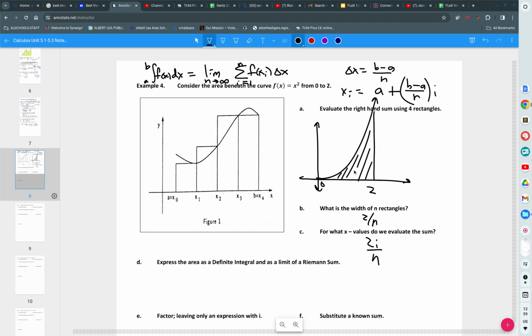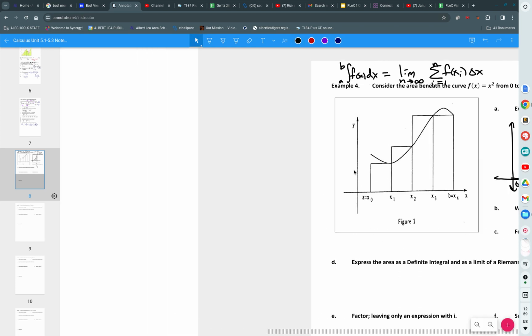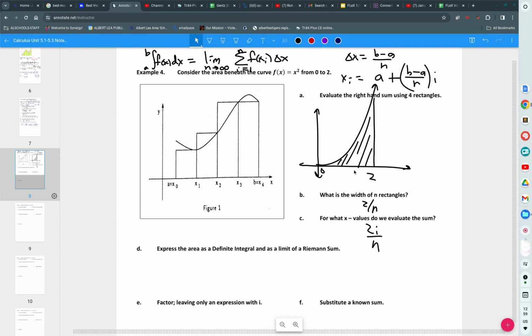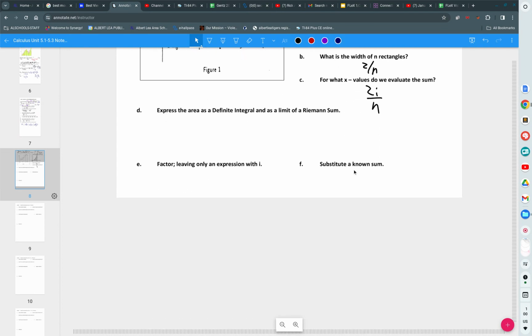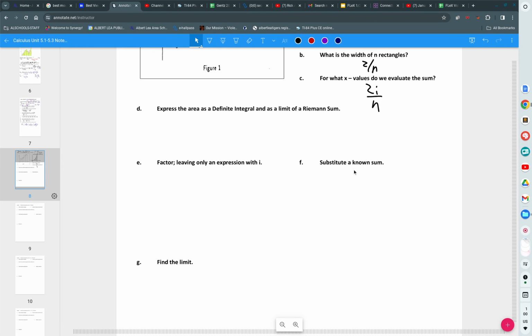So that's like the sum of all. So we're now going to write the sum of all those things, okay? And it looks like this. We're going to write this same thing, but now we're going to use the pieces that we've just laid out. So express the area as a definite integral. So what you want to get used to writing is the integral from 0 to 2 of the function. What's the function? x squared. And then we write dx. We'll talk about what the dx means in a second here.